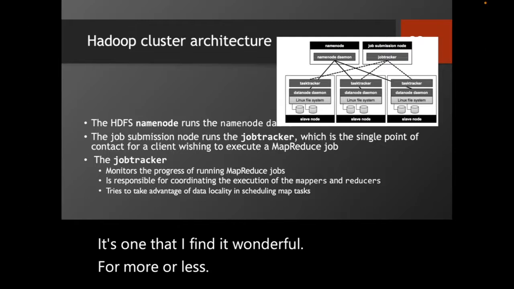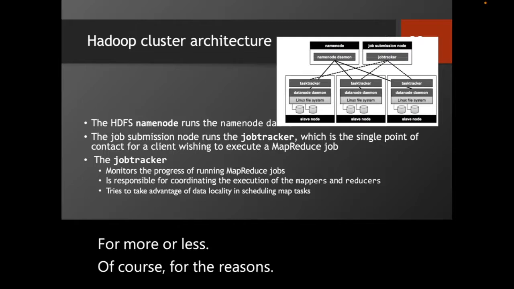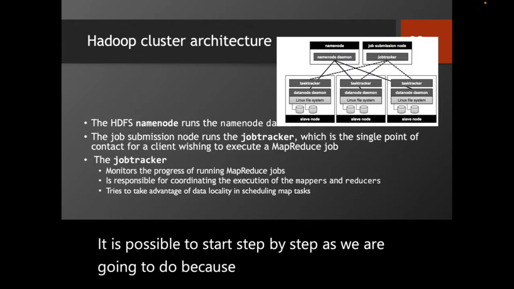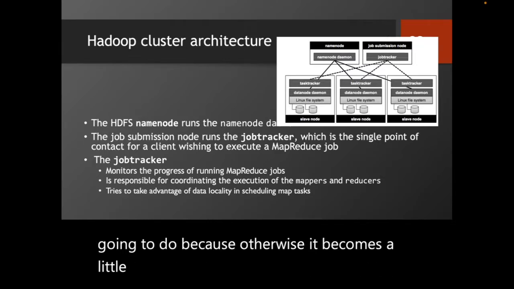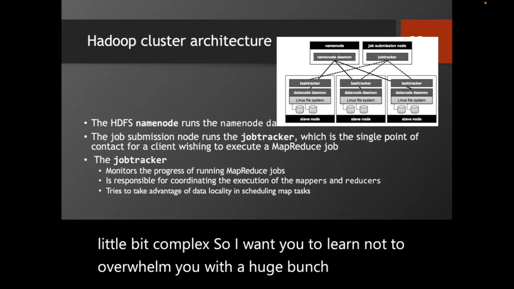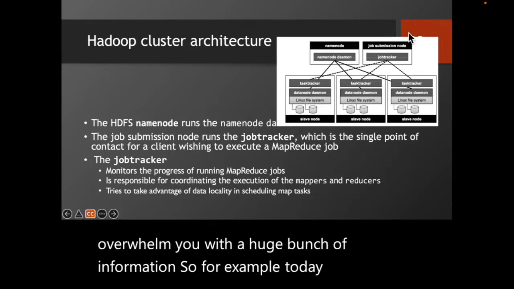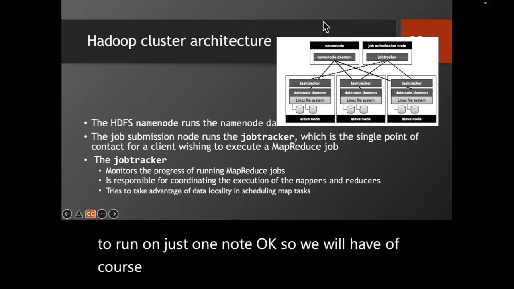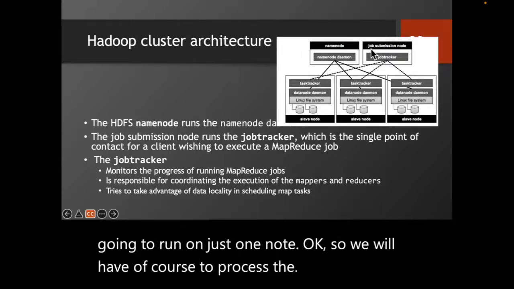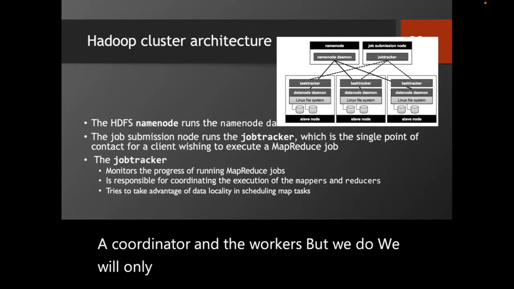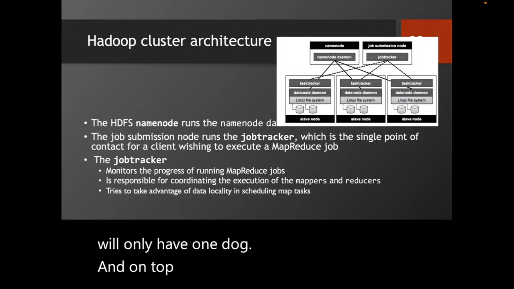Now, of course, for pedagogic reasons, it is possible to start step by step, as we are going to do, because otherwise it becomes a little bit complex. I want you to learn, not to overwhelm you with a huge bunch of information. So for example, today we are going to run on just one node. We will have, of course, two processes, the coordinator and the workers, but we will only have one node on top of which we are going to run this.